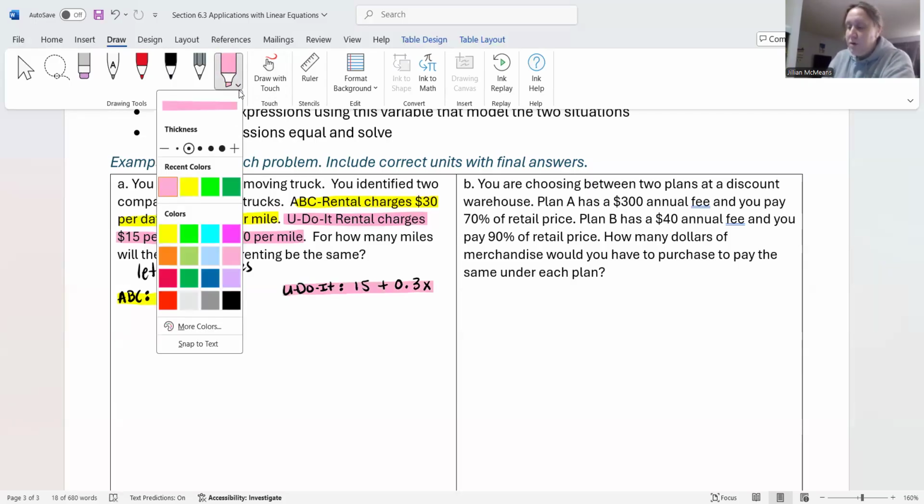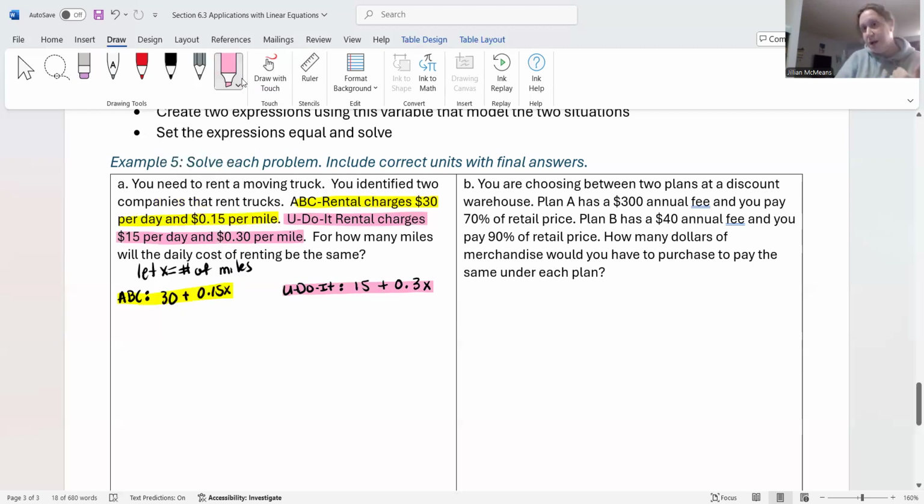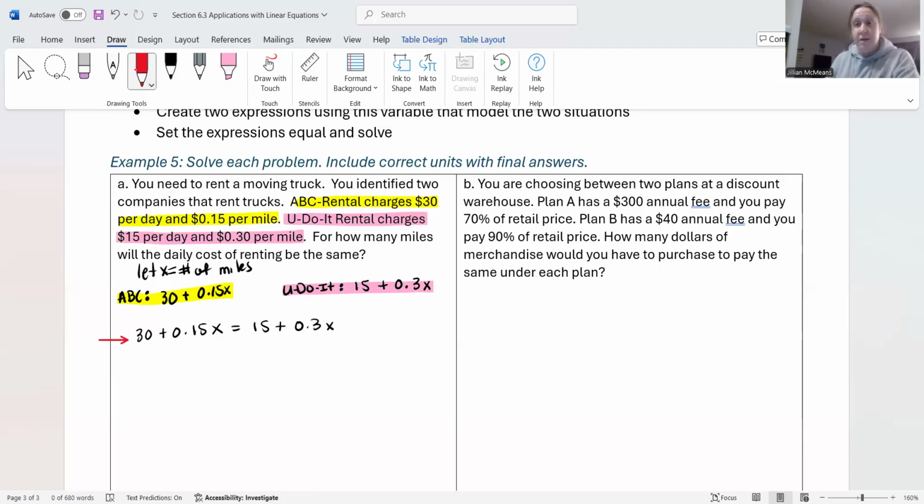Now the directions told us once you assign a variable and then create an expression for each situation, you set those expressions equal to each other, and that becomes the equation that you solve. So we want to take 30 plus 0.15x and set it equal to 15 plus 0.3x. And now, y'all, we have an equation that we can easily solve. Whoops. Well, that was kind of nice. It made a perfect arrow.